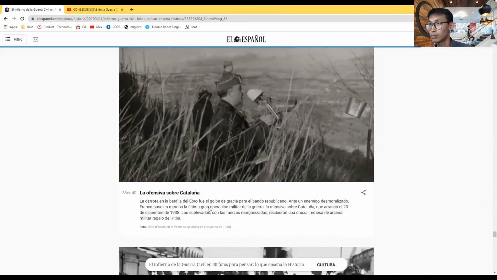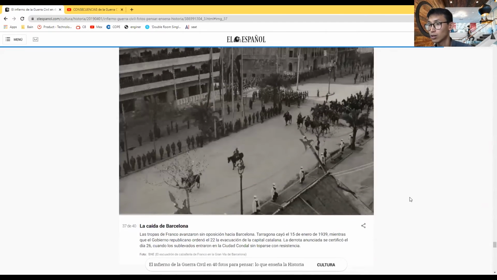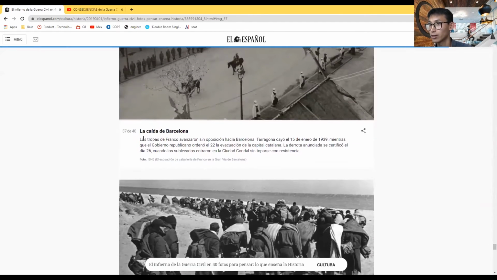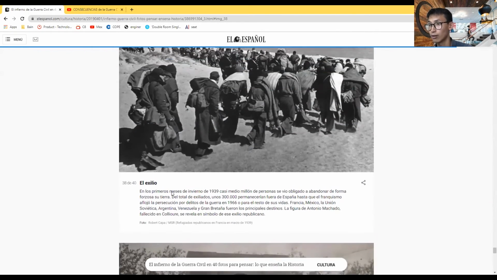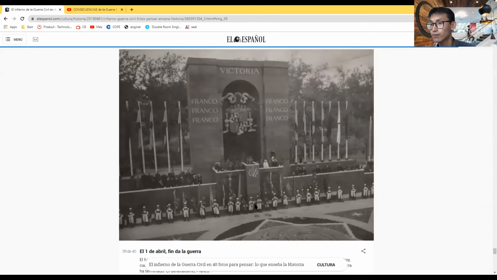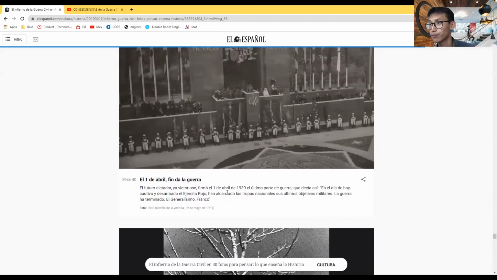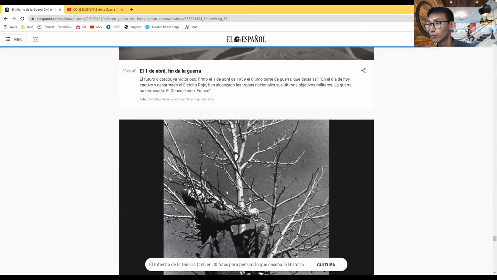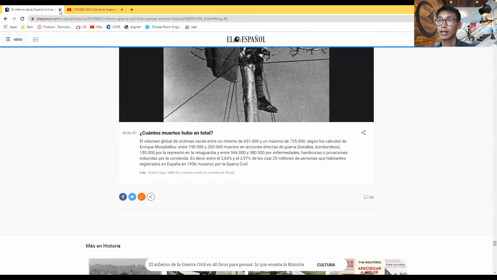I think that might be part of it. And then finally, towards the end of the war, Barcelona also fell, and a lot of the Spanish people from the national band exiled to France. A lot of them went to France, and some of them went to Mexico and other countries to escape from the rule of Franco. Yeah, so that's it.